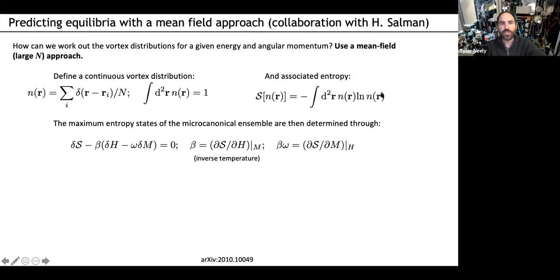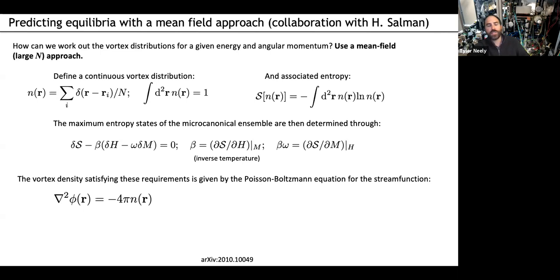It turns out that the maximum entropy states of the microcanonical ensemble are determined by these equations here that depend on this inverse temperature, which is the parameter we were looking at before in the neutral system. But there's also this beta omega term, which is the equivalent of an inverse temperature for the angular momentum. It doesn't have a name, but the units of omega are rotation. If you look at Smith and O'Neill's paper, it turns out the vortex density that satisfies the requirements is given by a Poisson-Boltzmann equation for the stream function, which is the potential that you can get the streamlines for the fluid flow from.